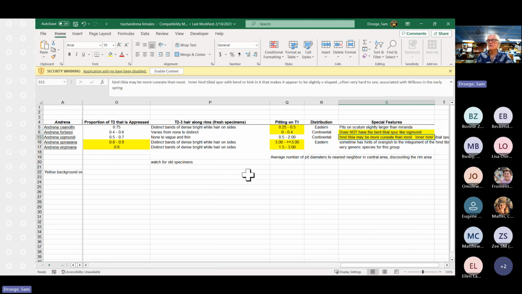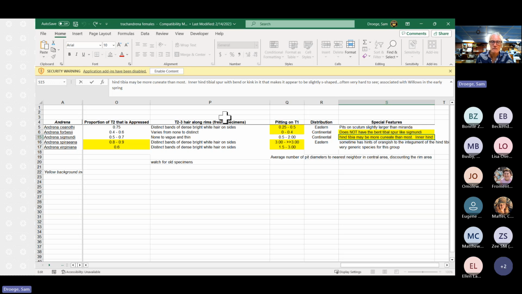And then here is the big difference that's in the keys. My notes here say hind tibia may be more cuneate. Maybe is the operational. So we look up here at the full thing: inner tibial, hind tibial spur with bend or kink in it that makes it appear slightly S-shaped.